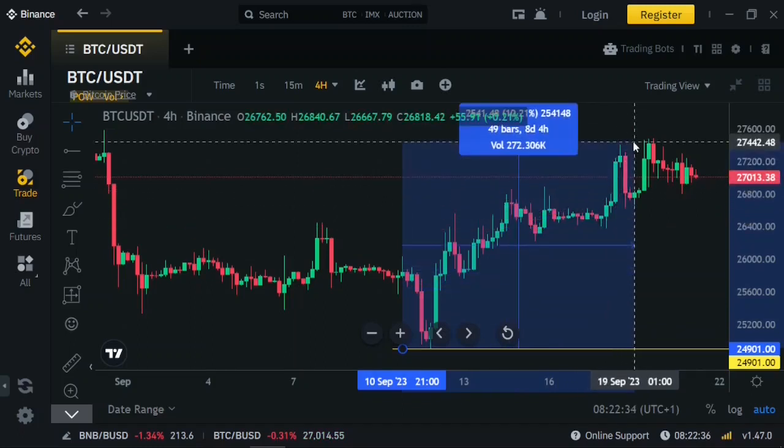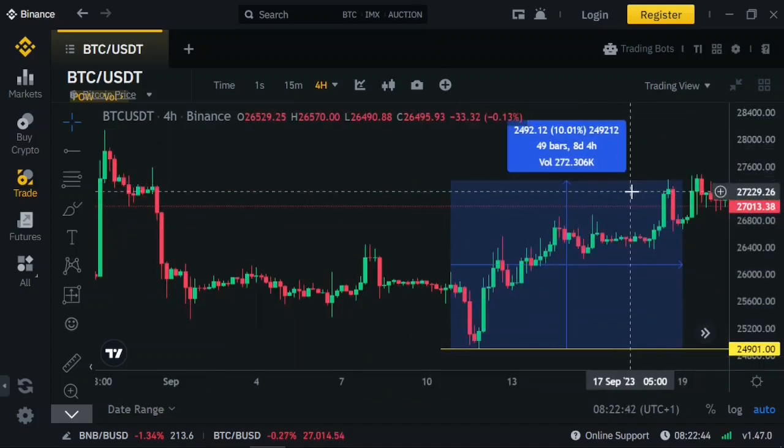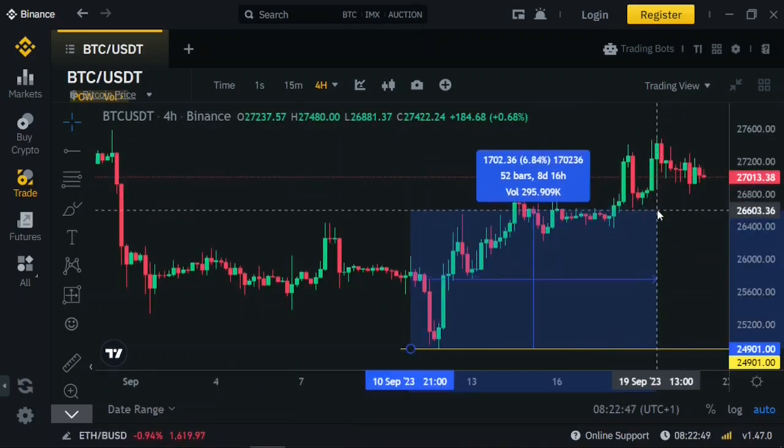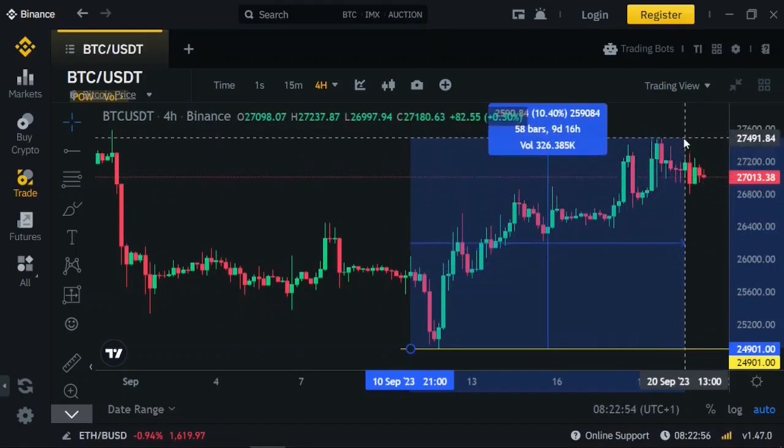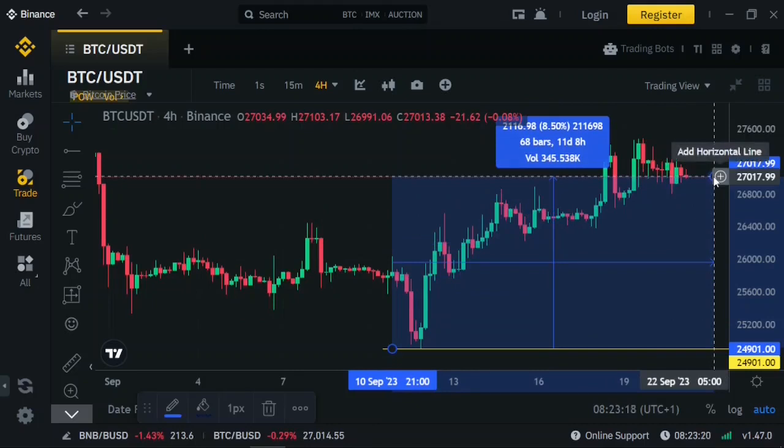And it bounced up again by 10.01% and then dipped down to 7.07%. And then it bounced up again by 10.40%, and now the Bitcoin market price is currently trading above the standard 5% bounce from its most recent low price. And that means you should go hunting for long trading opportunities in any cryptocurrency exchange all over the world.